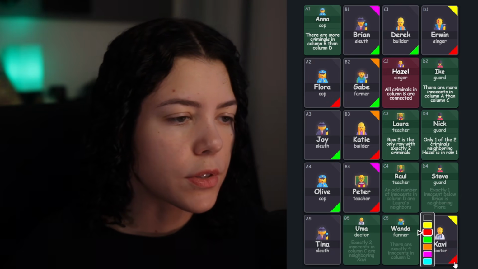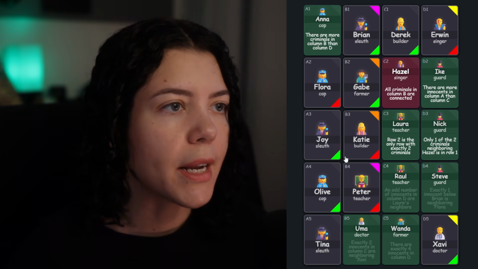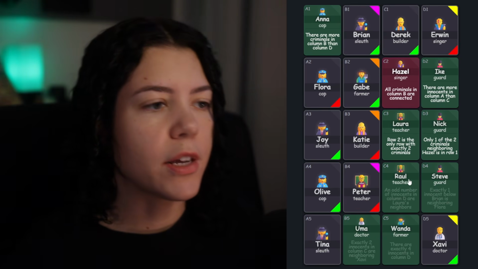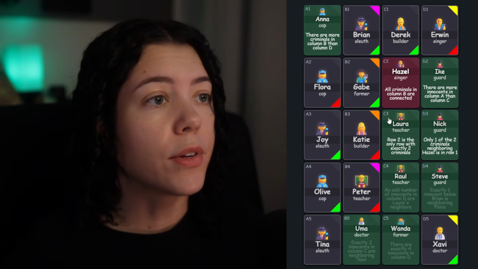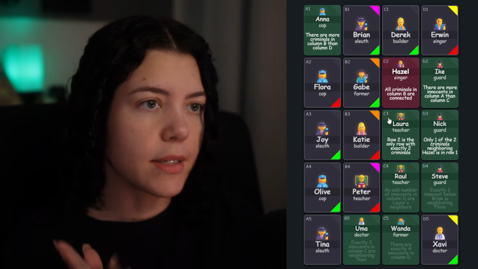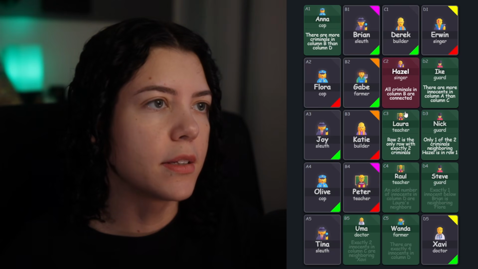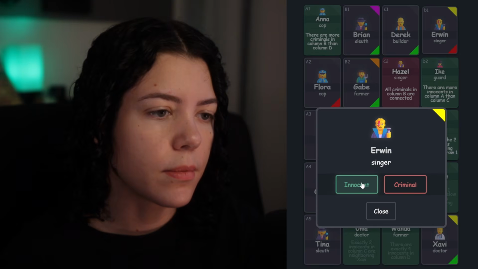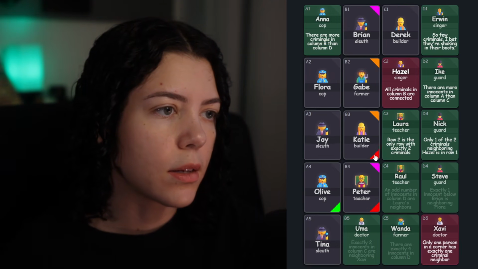Erwin being a criminal forces Xavier to be an innocent. And now the thing is, there's no way for column A to have more. So everybody here was forced. From Erwin, the ripple came and forced everybody to be what they are right now. And in this forced scenario that is going to have to happen if Erwin is a criminal, there's no way for column A to have more innocents than column C. So we couldn't have Erwin be a criminal. He has to be an innocent. That makes Xavier a criminal. And that makes Derek and Brian opposites.